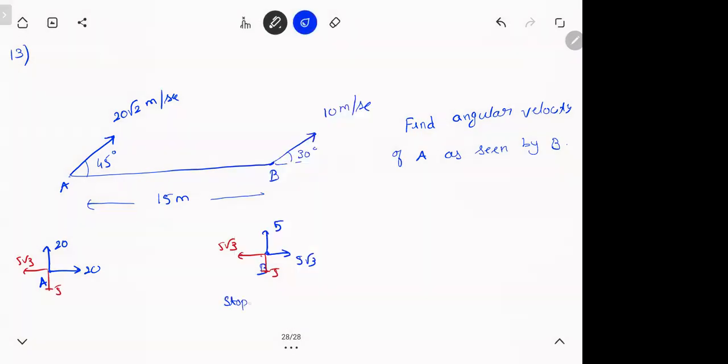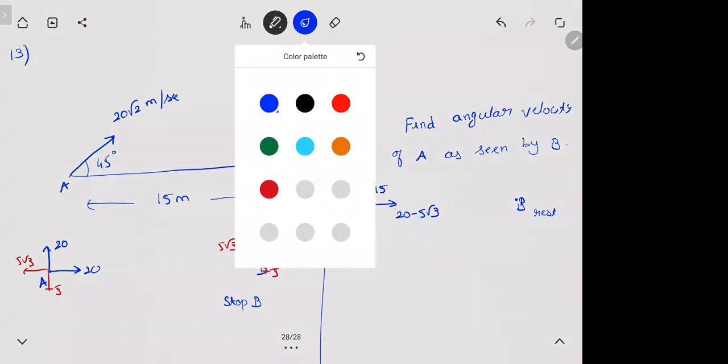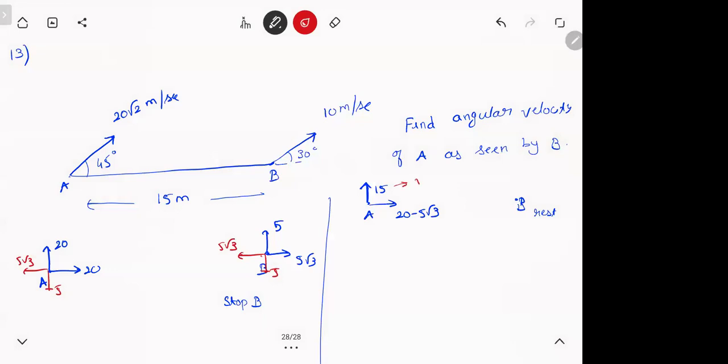You're trying to stop B. So once you do that, what will happen? B will think, okay, I'm at rest. But this guy A is going up with 15 and towards me with 20 minus 5 root 3. So in this, if you see, this is your V tangential. That is the velocity responsible for making you rotate. This is useless actually. This is not important.